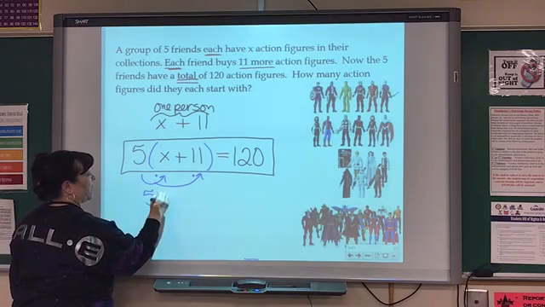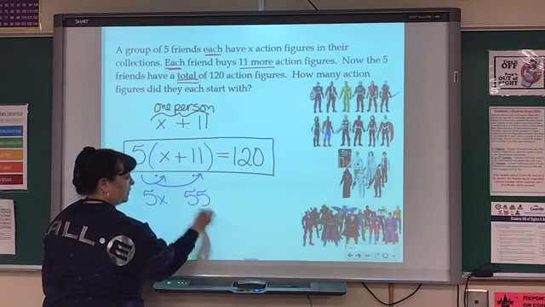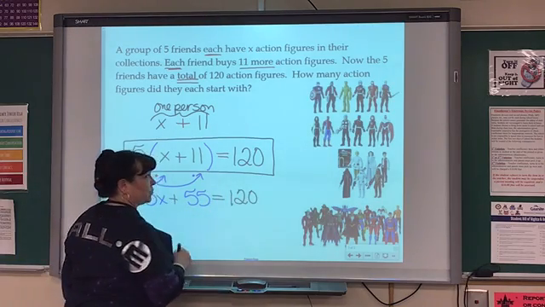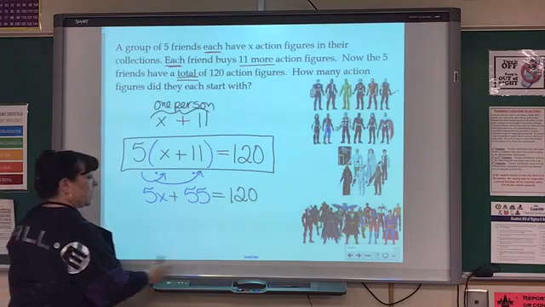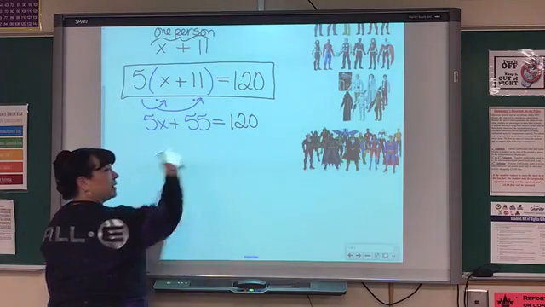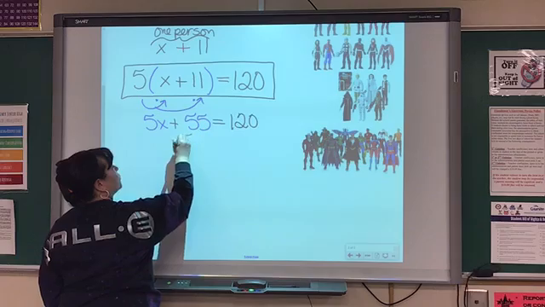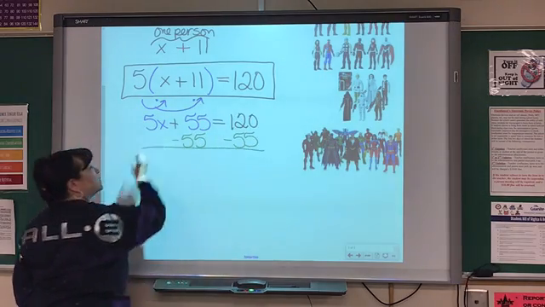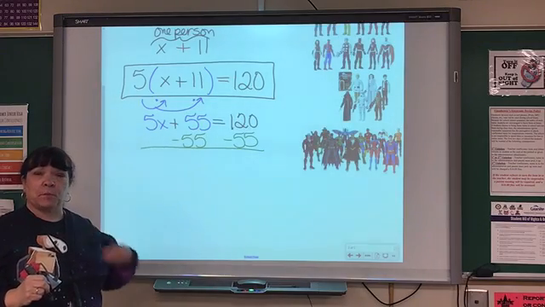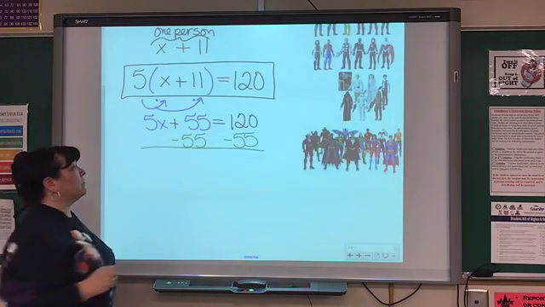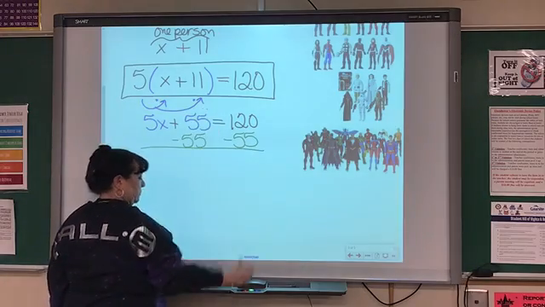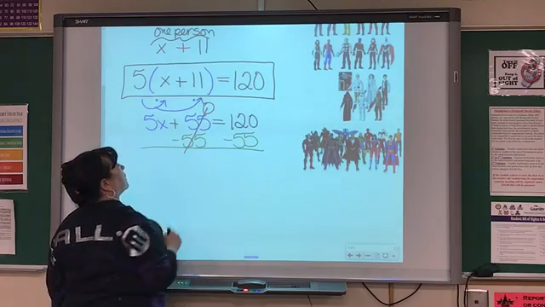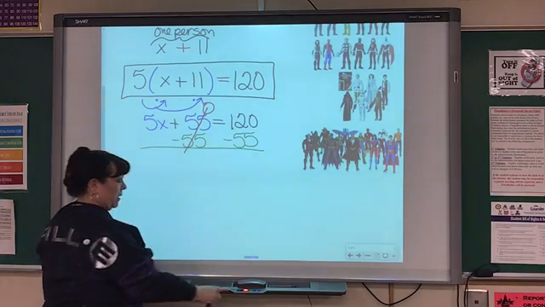I have 5x and 55 that are adding together to equal those 120 action figures. I'm going to eliminate the constant. I'm going to take 55 off of each side because those are the new action figures they bought all together. Each one bought 11. That means they bought a total of 55. I'm going to say negative 55 and positive 55, or add 55 and minus 55 is a 0 pair.